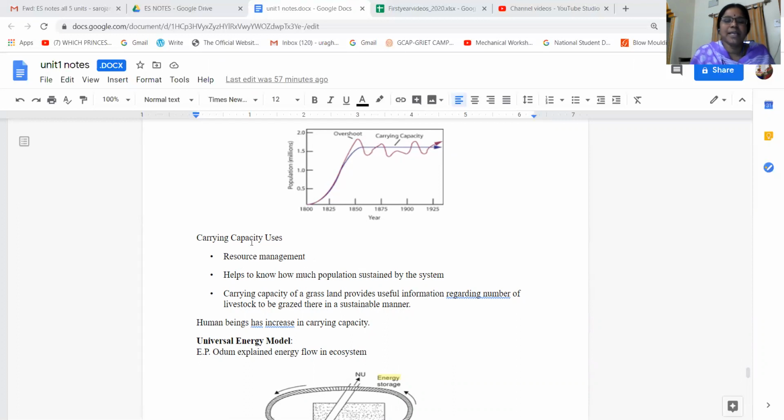So carrying capacity, used in resource management, helps to know how much population can be sustained by the system. Carrying capacity of a grassland provides useful information regarding the number of livestock to be grazed in a suitable or sustainable manner. Human beings have increases in carrying capacity like this. So why has carrying capacity come up here?